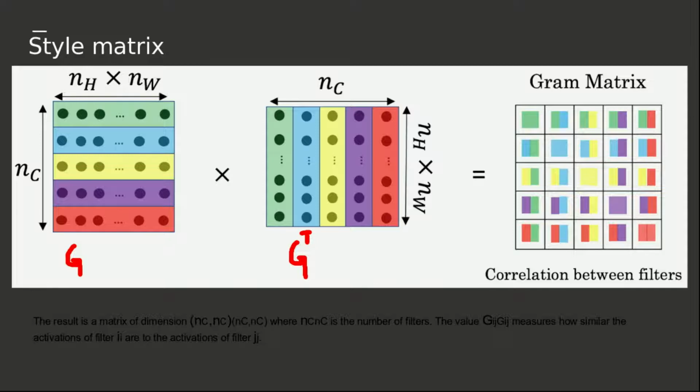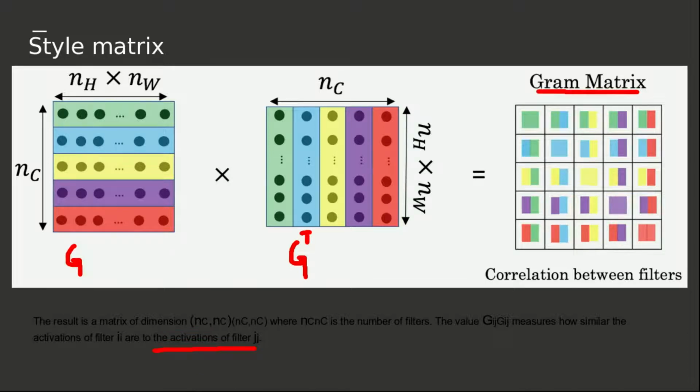We compute the style matrix by multiplying the unrolled filter matrix with its transpose. On the left is an image of NH times NW by NC, and the matrix we multiply it with is the transpose of the original matrix, and then we get a gram matrix. So the result is a matrix of dimension NC by NC, where NC is the number of filters. The value Gij measures how similar the activations of filter i are to the activations of filter j.